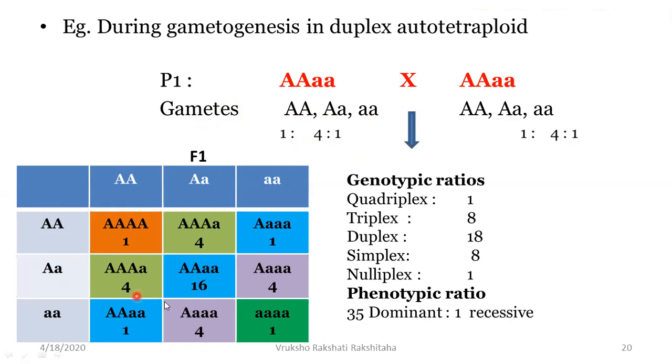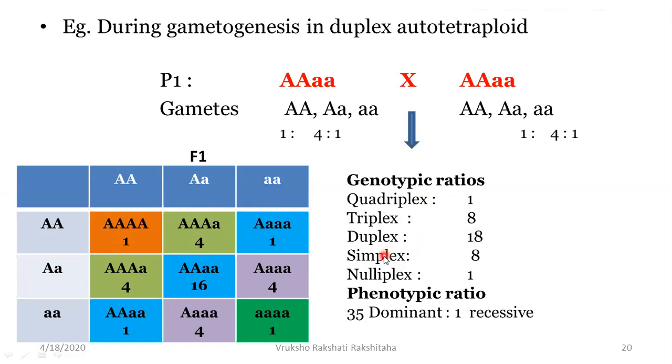Now this is the Punnett checkerboard, and you can just look over here at what the genotypic ratio is. Where all four are dominant alleles, that is quadruplex, there is only one. For triplex, you can see over here these are the ratios given. So this is 4 and this is 4, so triplex is 8. Then duplex, you can see over here, they are 18.